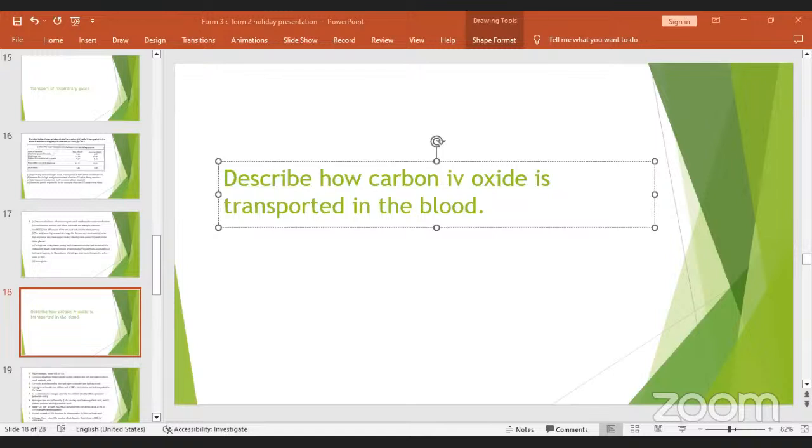Now, your task here, after knowing that one of the ways is in the form of hydrogen carbonate ions, number 2 is in the form of carbaminohemoglobin, number 3 is in the form of weak carbonic acid, but in the plasma. Now, your role is, how do I scientifically explain this?